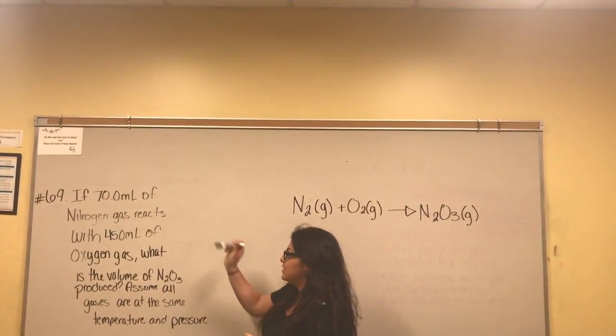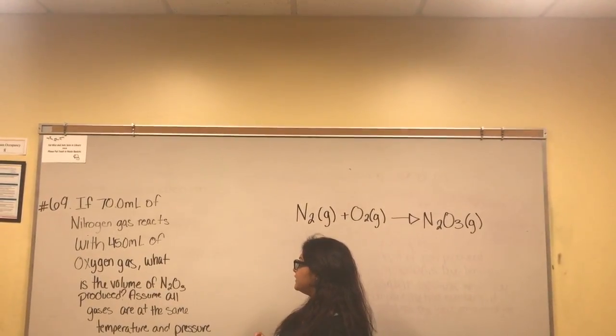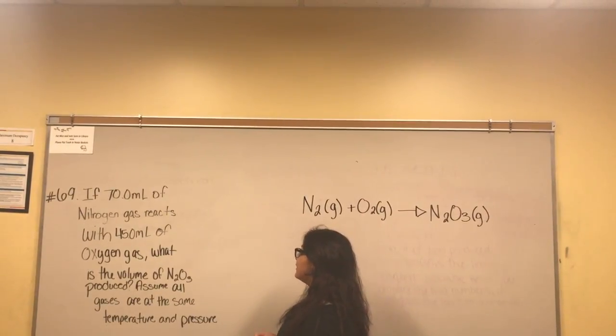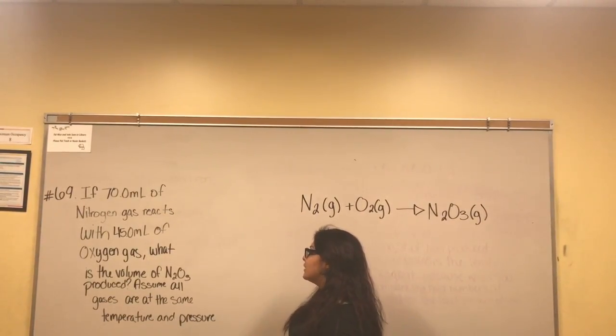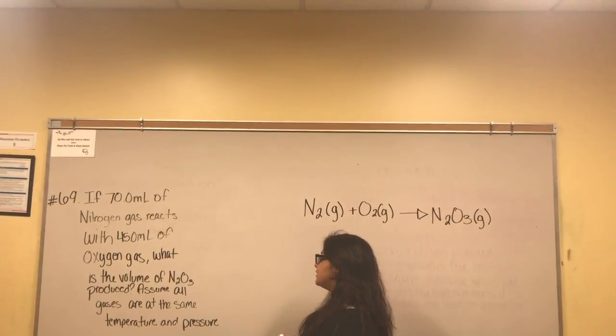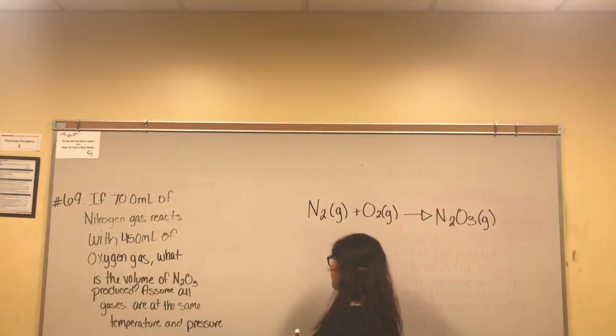So my problem is number 69. It's if 70 milliliters of nitrogen gas react with 45 milliliters of oxygen gas, what is the volume of N2O3 produced? Assuming that all gases are the same temperature and pressure.